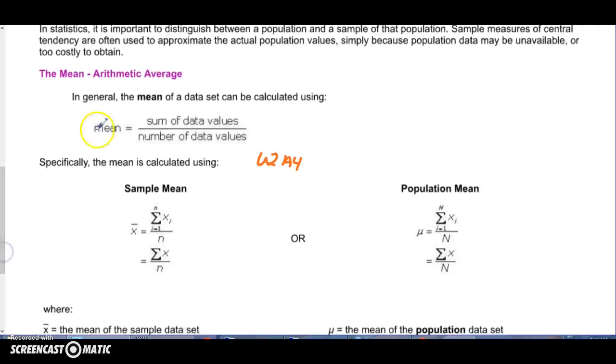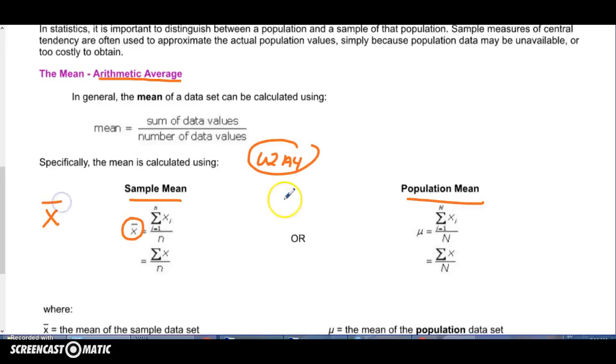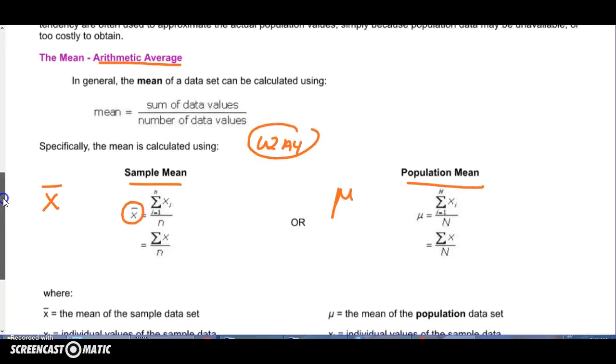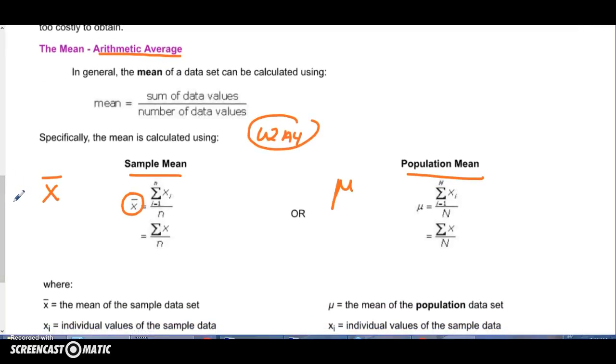So real quick, the mean, the arithmetic average. So real easy, this stuff here in U2A4. There are two different parts here: sample mean and population mean. Don't get hung up on this. The main difference is that an X with a line over it represents the sample mean. The Greek letter mu, which makes the M sound, is the representation of the population mean.